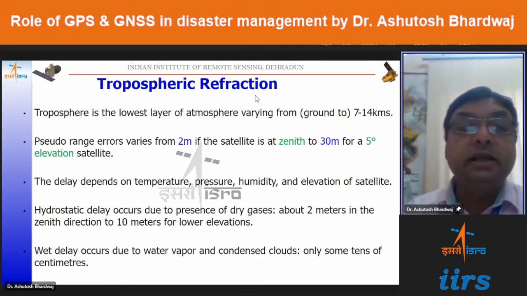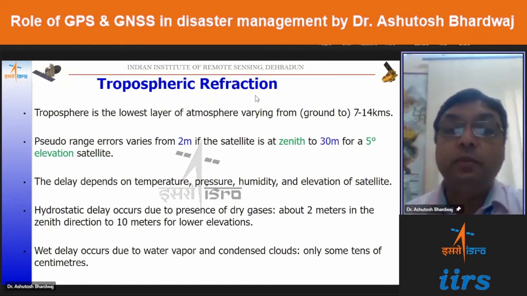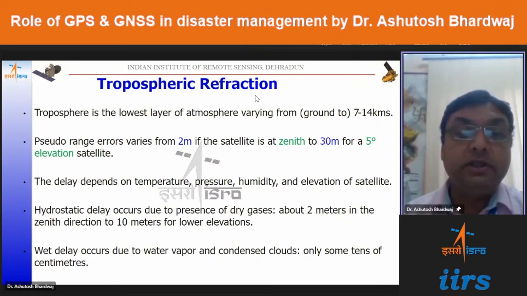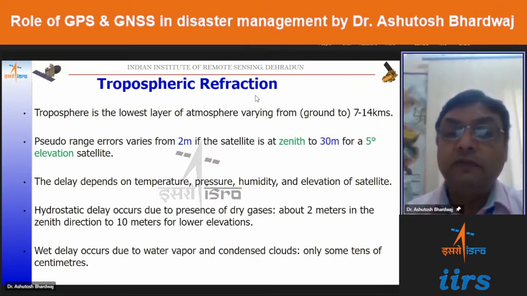Tropospheric errors can provide us an error of the order of 2 meter at the zenith to up to 30 meters of error for the low elevation satellite. So these tropospheric errors also need to be corrected in the computation, and they are highly dependent on the temperature, pressure, humidity, and elevation of the satellite. So these we have to take care of. These are contributed by the dry gases and the water vapor along with the condensed clouds.